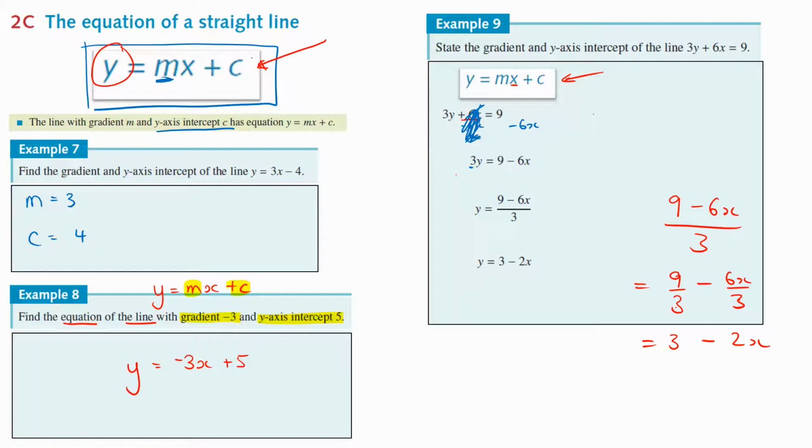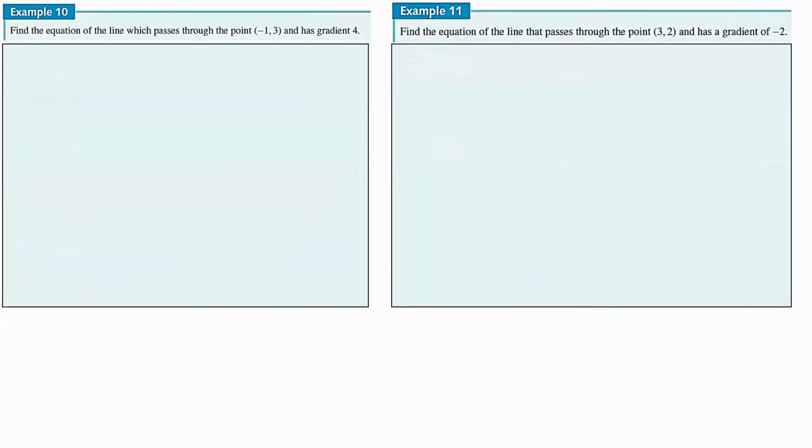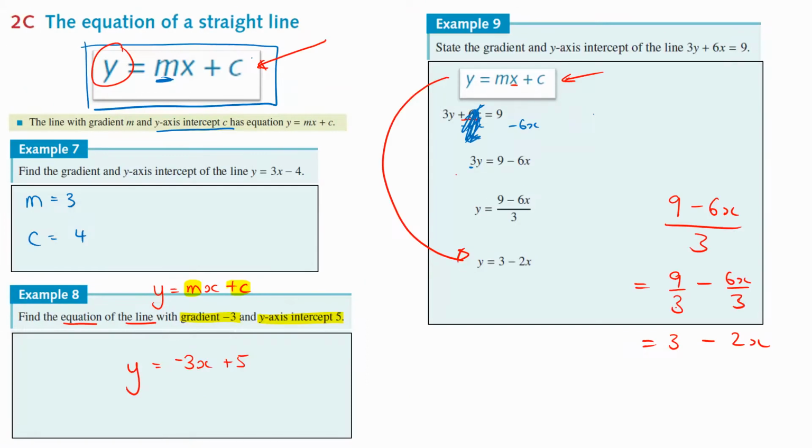Now, when I say answer, this just means I finally got it into y equals mx plus c. So now to answer the question, which is my gradient and which one's my y-axis intercept. It says here, state the gradient, state the y-axis intercept. Clearly, the gradient is the value times x, which we have as -2. And the value by itself, which is c, is +3.